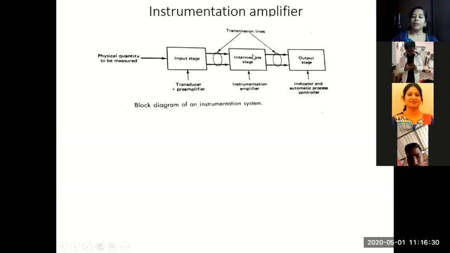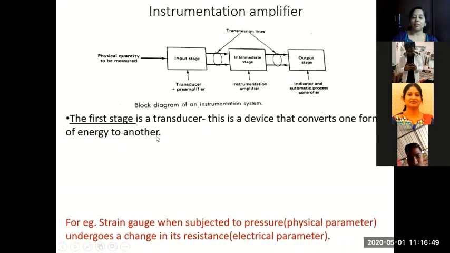So this circuit gives us the required gain for the signal, and then the value will be measured using a meter or an indicator output stage. And if based on the value some control action needs to be taken, that would be done here. So this is a simple instrumentation amplifier.